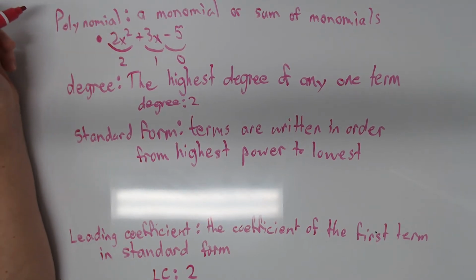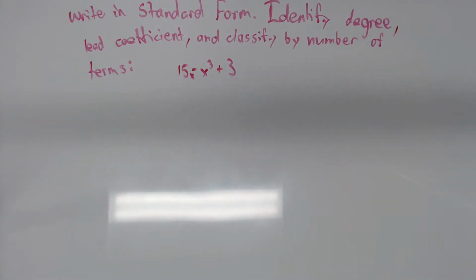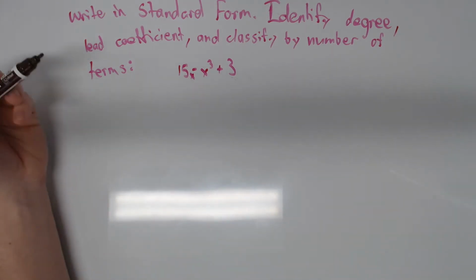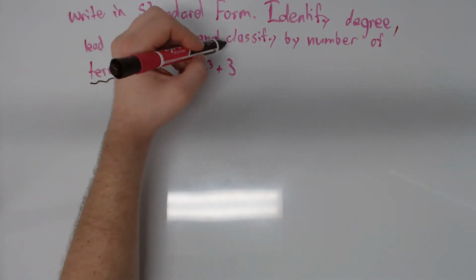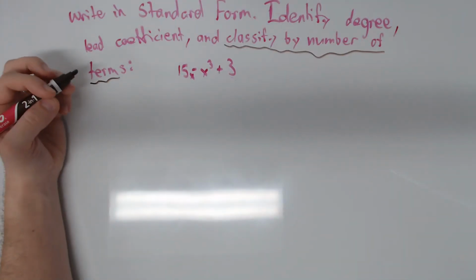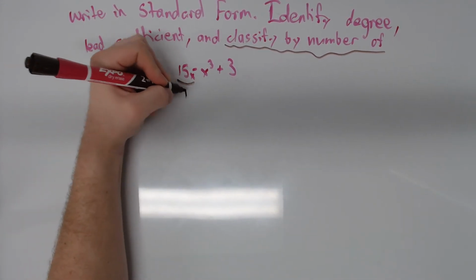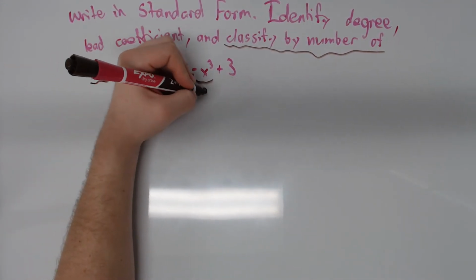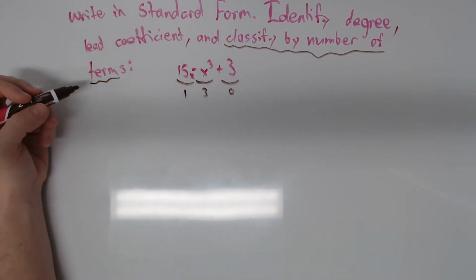All right, so let's look at some more examples where we actually have to rearrange. Our goal is to rewrite this in standard form, identify its degree, its lead coefficient, and classify it by number of terms. We haven't talked about this yet, but it's a pretty simple idea. So what I'm going to do is I'm going to underline each of these and identify its degree, so I know which one goes first.